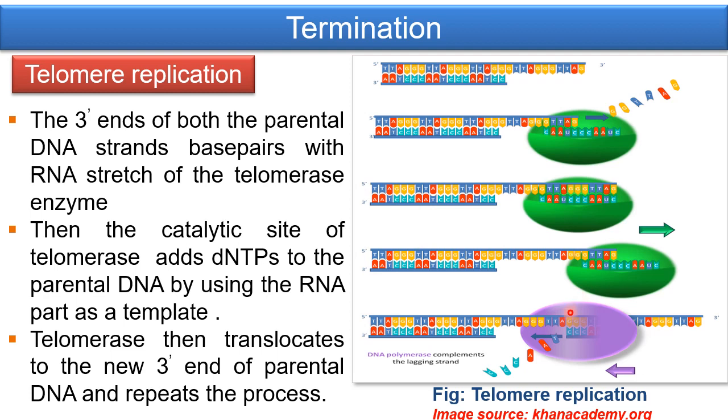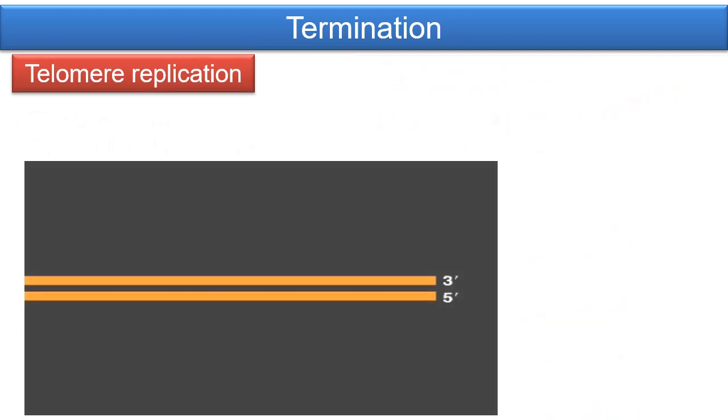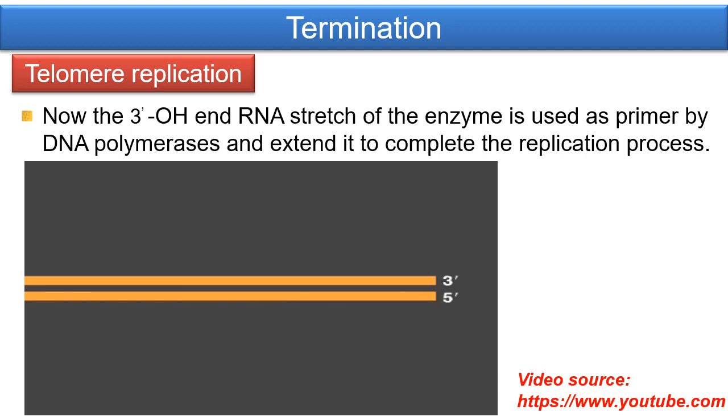Now this 3' hydroxyl group of the RNA stretch of the telomerase enzyme is providing the 3' hydroxyl group for the extension by the DNA polymerase enzyme. So now the DNA polymerase enzyme can extend this 3' hydroxyl group and complete the synthesis of new DNA strands. As I have already said, the 3' hydroxyl end of the RNA stretch of the telomerase enzyme is now used as a primer by DNA polymerases, and DNA polymerases extend it to complete the process of replication. Here I am providing a video on telomere replication.